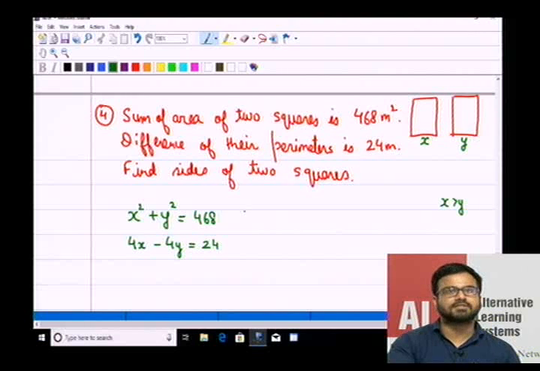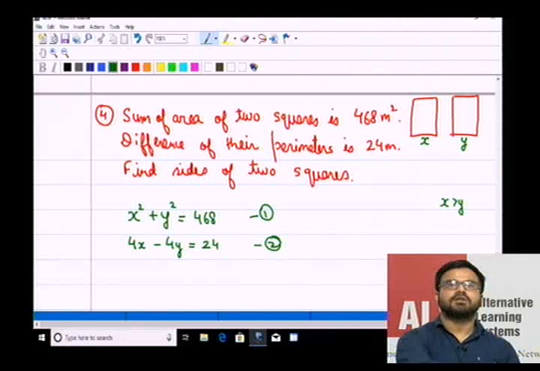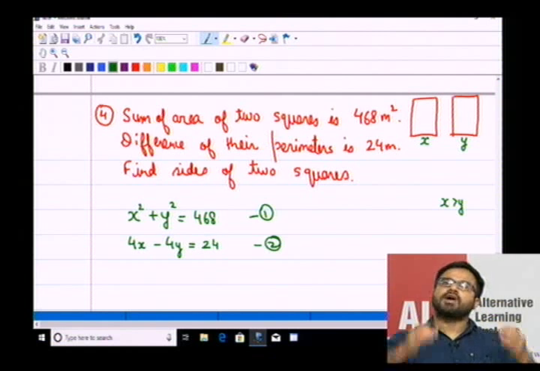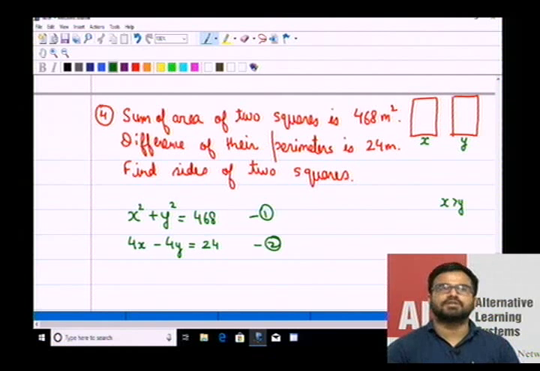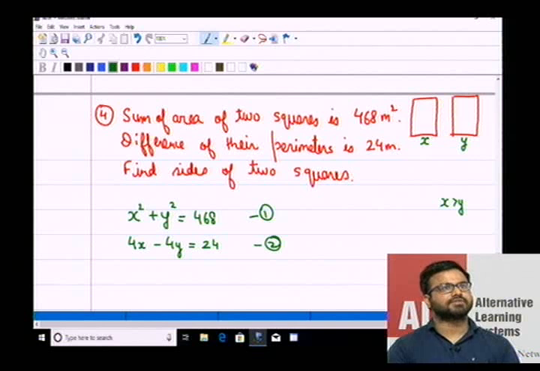No, Senapati, this is not the right answer. So this is my first equation, this is my second equation. Now by substitution, substitute the value of y from the second equation into the first equation and solve the complete equation in terms of x. This is the thing you have to do.